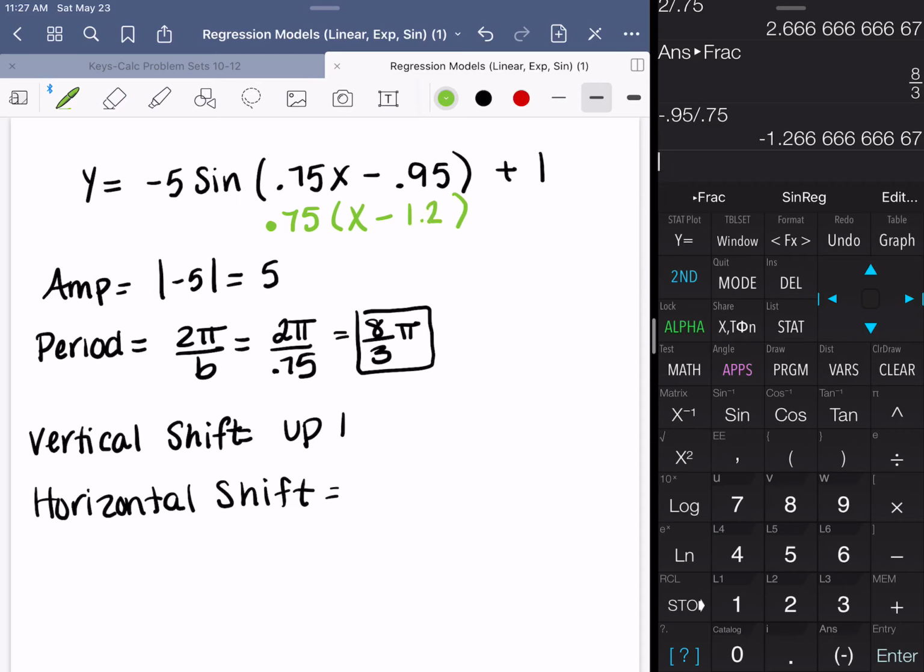1.266, it would be 1.27. So the horizontal shift will tell me that since it's a minus, I'm actually going to go to the right. It's opposite of what you think it is. And it's right, 1.27. And that's it.